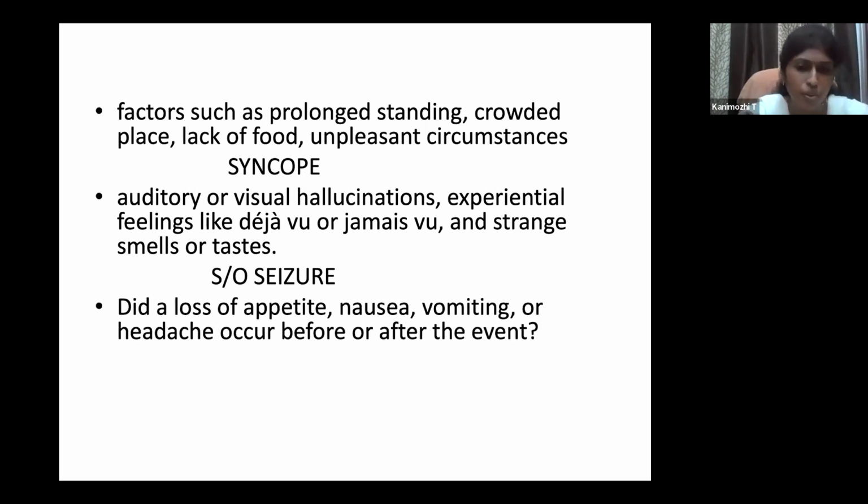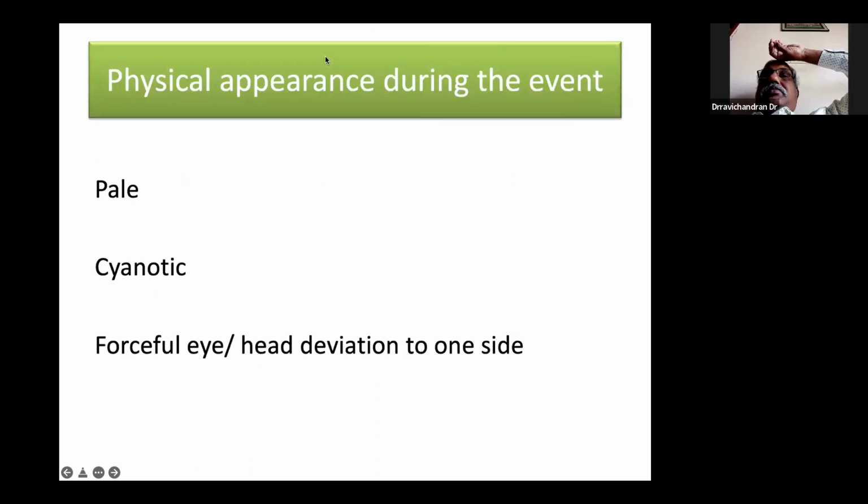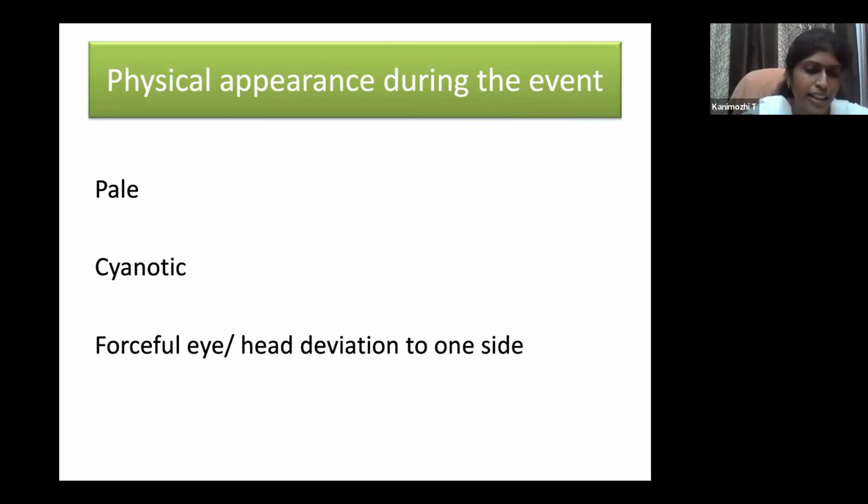And any loss of appetite, nausea, vomiting, or headache occurred before or after the event. Okay, so if it occurs before the event, then we can think of migraine. In GTCS, nausea and vomiting can occur after the event. So these are events before. Now, during the event, we'll have to look whether the child was looking pale, cyanotic, or was there any forceful eye or head deviation to one side.